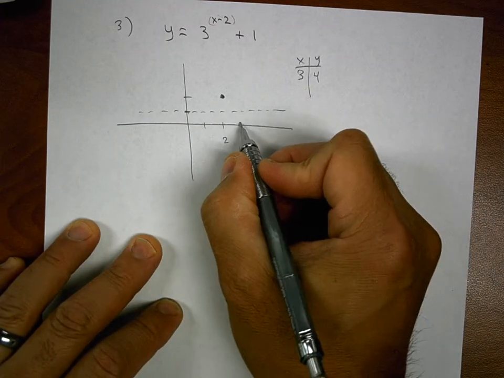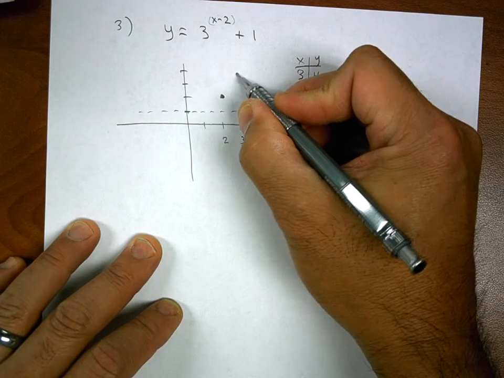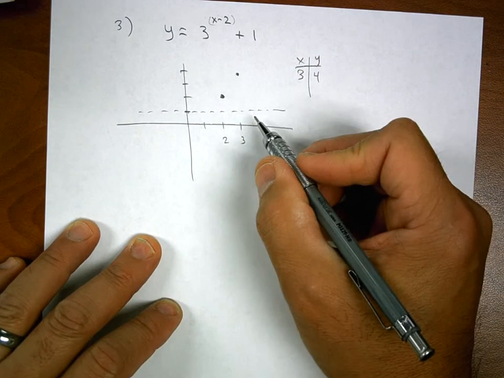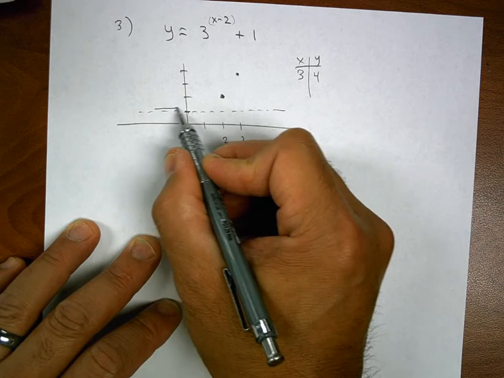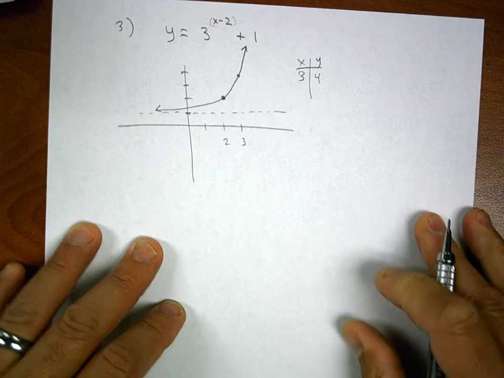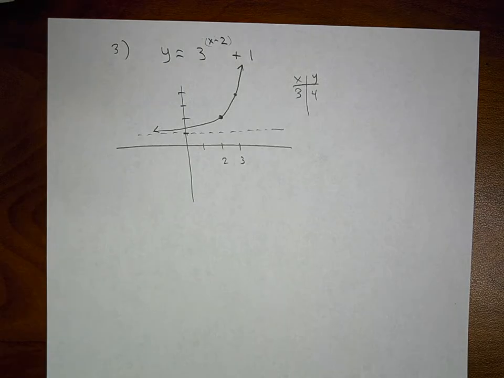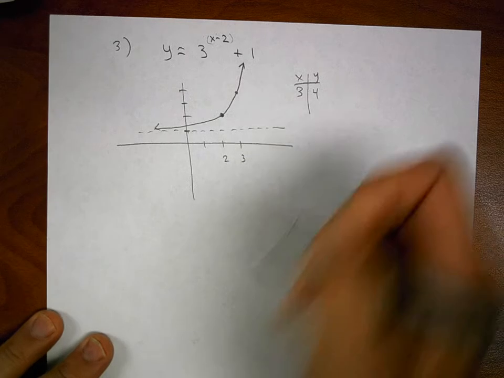So 3, comma, 1, 2, 3, 4. There it is. And now we can sketch it. It's going to go towards our horizontal and go through our points, shoot right up there. It's an exponential growth. There we go. Nice and easy. We shift the starting point, we pick another point, and we got it.